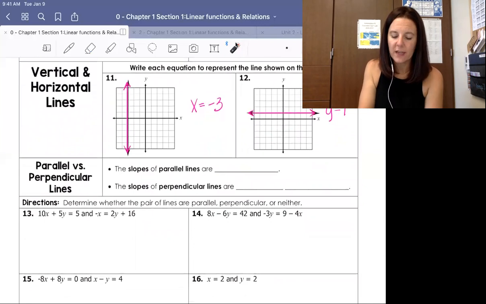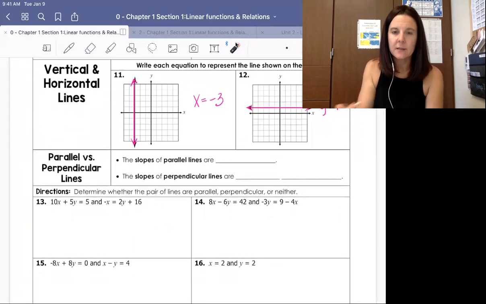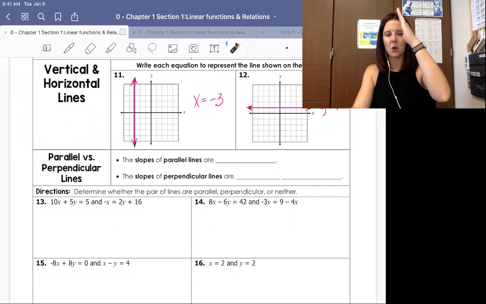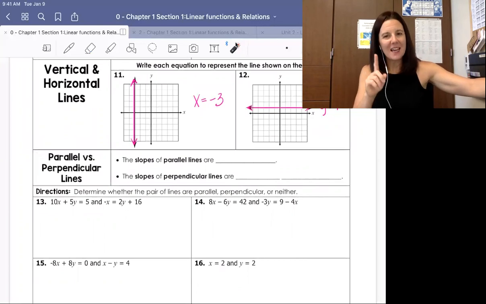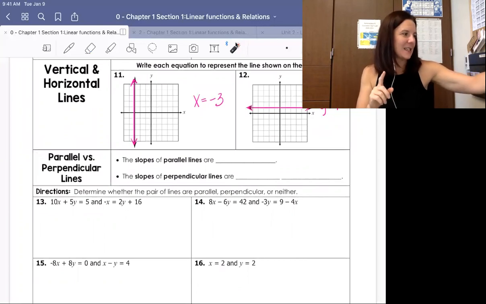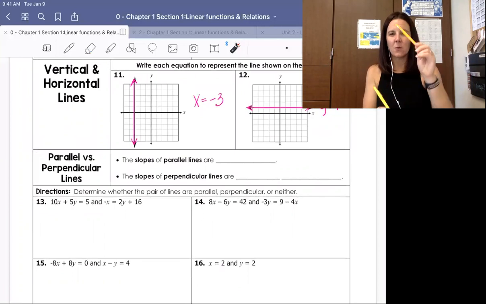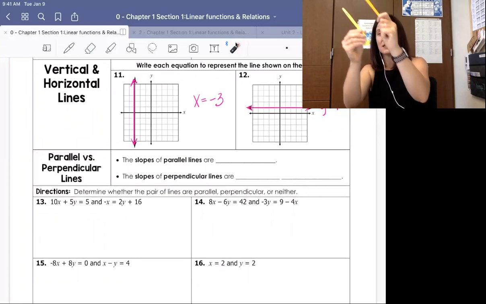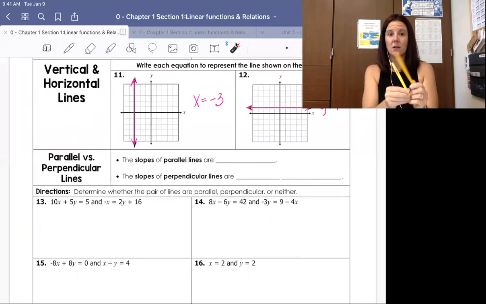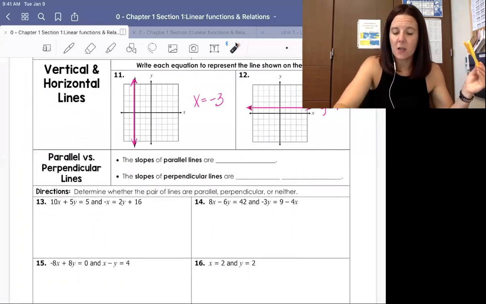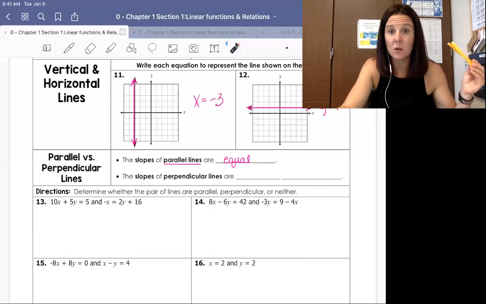Now, one more thing. When we think about lines, if the slope is telling us how slanted a line is, then if I have 2 lines, and one has a slope like this, and the other has a slope that's the same, what is true about those lines? Well, they are going to stay the same distance apart all the time because they're the exact same slope, which means they are parallel. So the slopes of parallel lines are going to be equal.